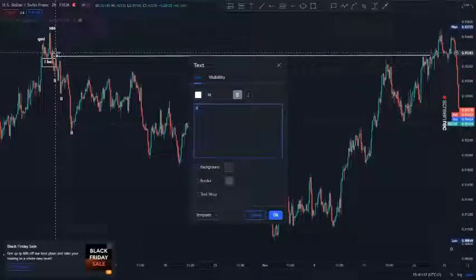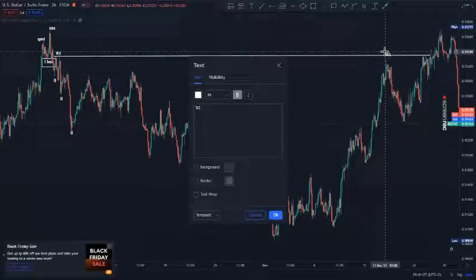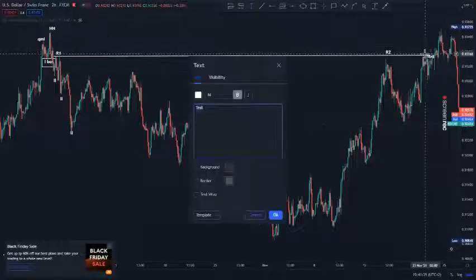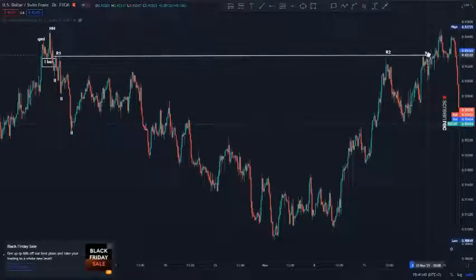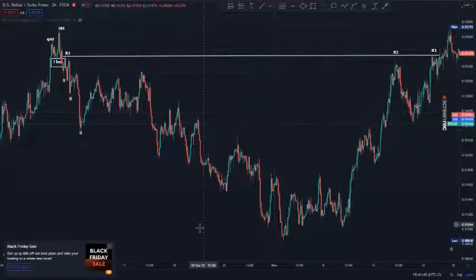Okay, so I had my R1 right here, which is resistance 1, and I'll count this as my resistance 2, and another one here as my resistance 3. So it's always important that you have this fake out. Personally, this is one of my favorite setups, because it works most of the time. And the risk to reward ratio is actually very good.